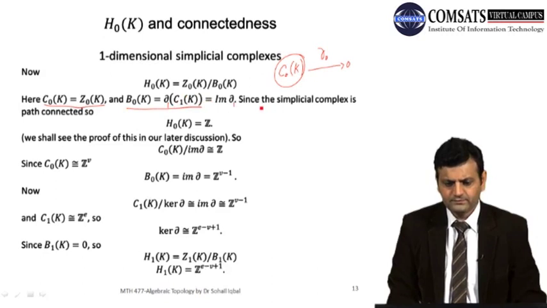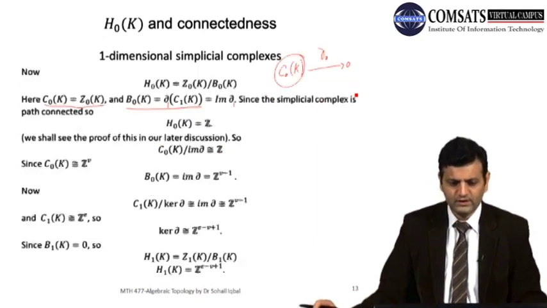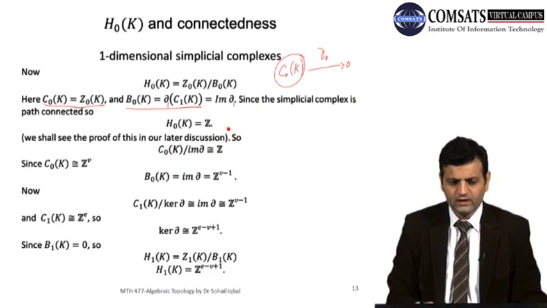Since the simplicial complex is path connected, so we have taken this graph to be path connected, it's not a disconnected graph. That's another condition that we imposed. If our graph is path connected, then the simplicial complex is path connected, and so H₀(K) is equal to Z. Now we shall see the proof of this in our later discussion. We are going to prove this result in today's lecture.